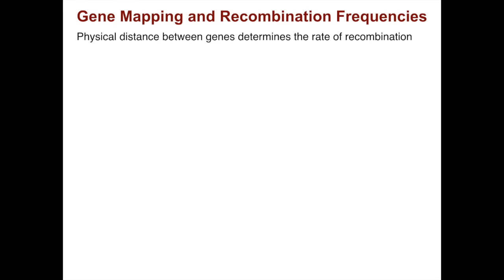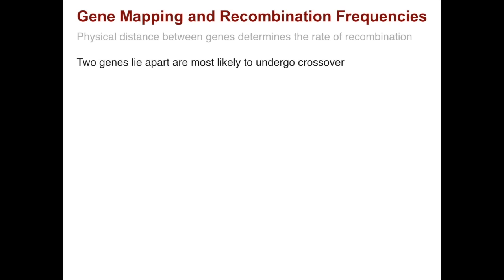So the physical distance between genes determines the rate of recombination. Two genes that are far apart are more likely to undergo a crossover.